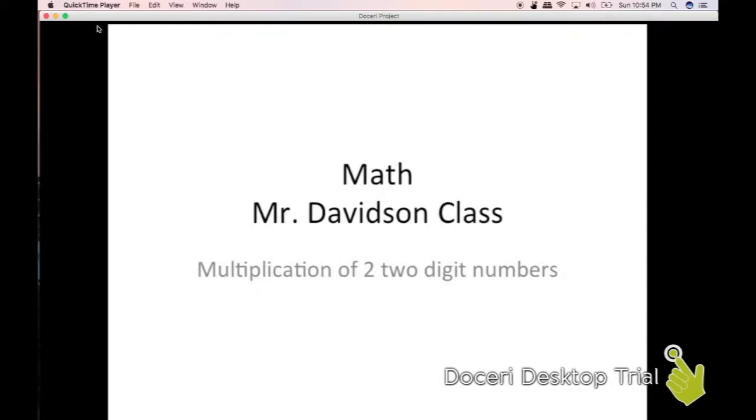Hello, everybody. This is Mr. Davidson with your math assignment for multiplication of two-digit numbers. A few things that you will need. You will need a pencil and a piece of paper. Don't forget that you are able to stop and start as needed as we go through.